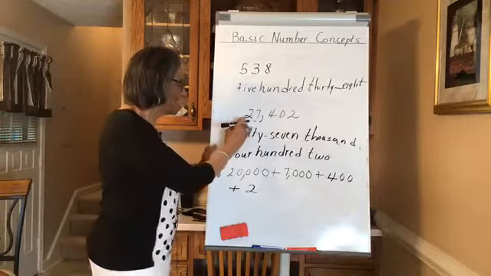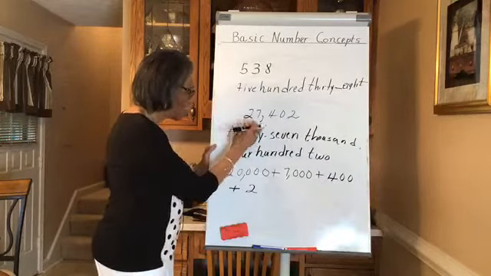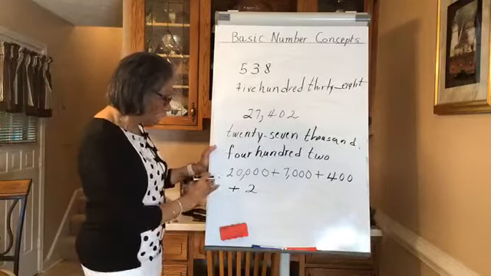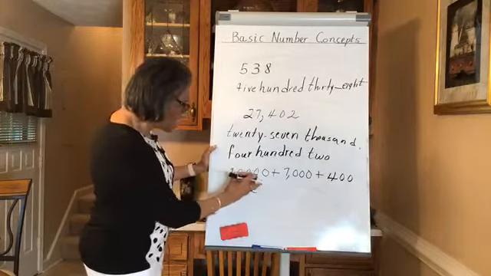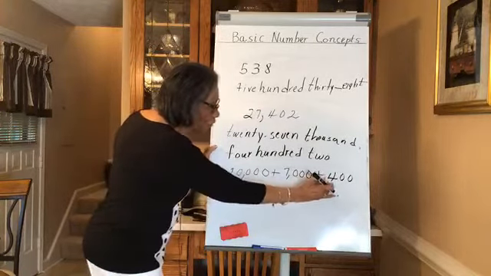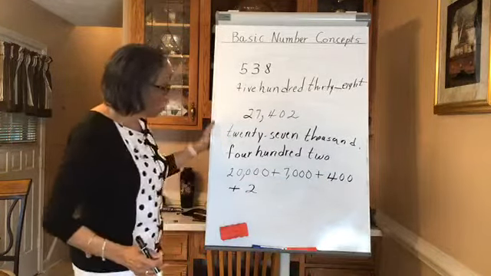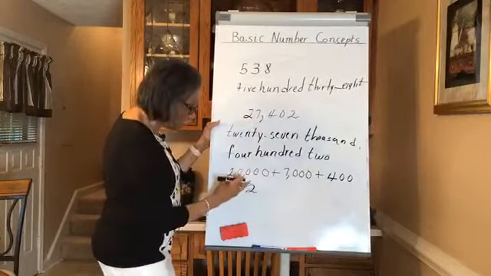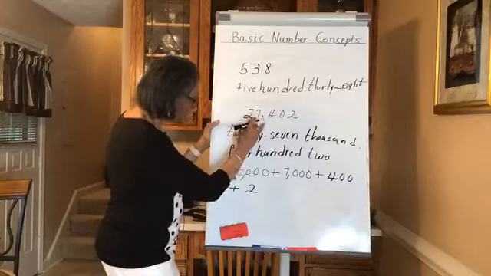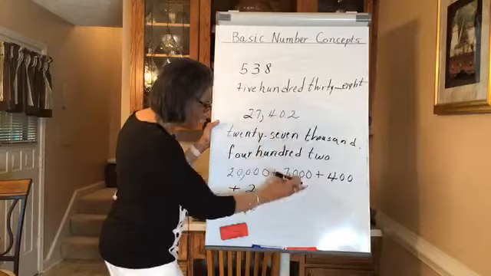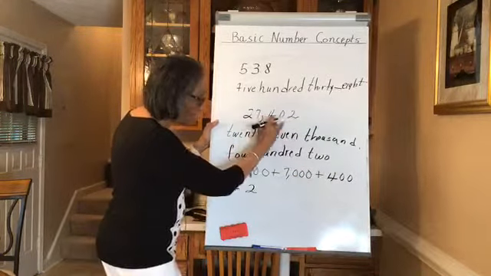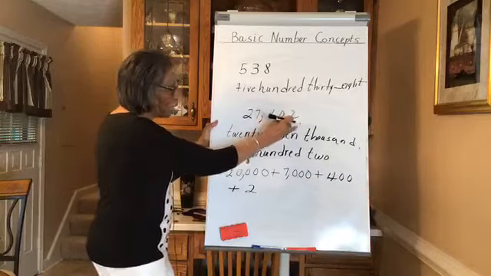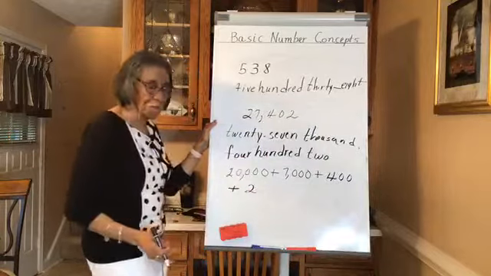All right, so we read the number from left to right. So this is 27,402. And that means it's 20,000 plus 7,000 plus 400 plus 2. And if you notice, it's a pattern. Here I wrote the 2 and 1, 2, 3, 4 zeros. Here I wrote the 7 and 1, 2, 3 zeros. Here I wrote the 4 and 1, 2 zeros. And nothing for the 0. And 2 is just 2.